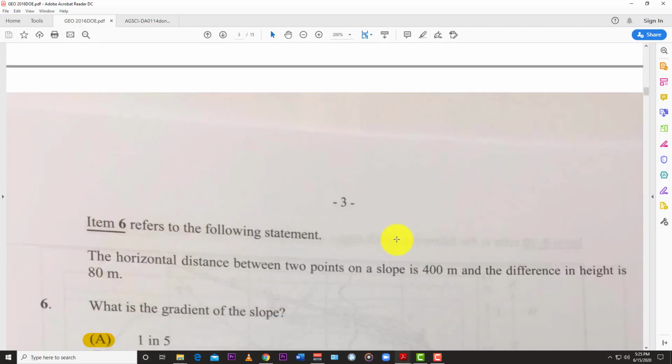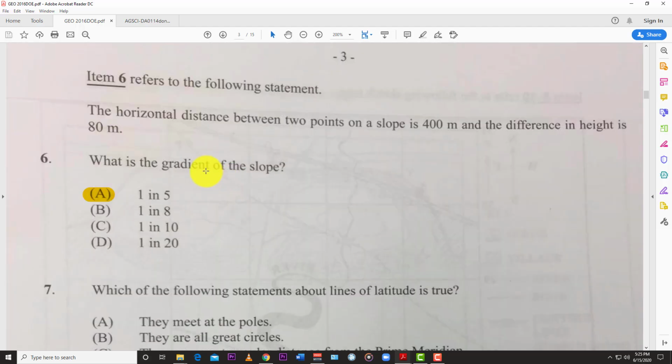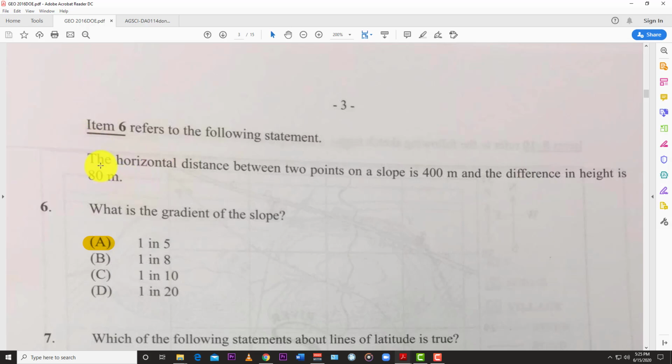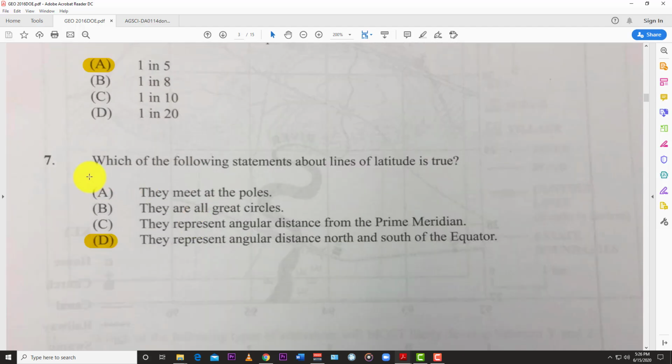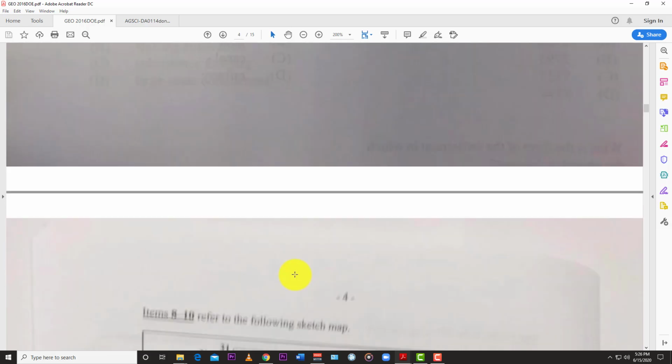All right, going down, number 6, what is the gradient of the slope? They say here, referring to the following statement: the horizontal distance between 2 points on a slope is 400 meters, and the difference in height is 80 meters. What is the gradient? They already did the work for us, so you just divide the 400 by the 80, and so we get 1 in 5. Number 7, which of the following statements about lines of latitude is true? The answer is D, they represent angular distance north and south of the equator.